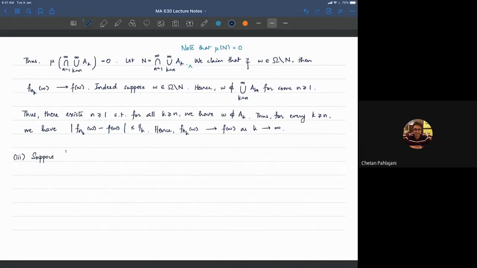So suppose the integral of absolute value of f_n to the p is finite, and the integral of absolute value of f to the p is finite, for some 1 less than or equal to p less than infinity. And suppose the integral of absolute value of f_n minus f to the p goes to 0 as n goes to infinity. Right, so what do we want to show? We want to show that f_n converges to f in measure. Okay, so let epsilon greater than 0 be given.